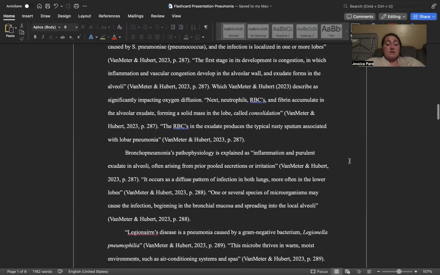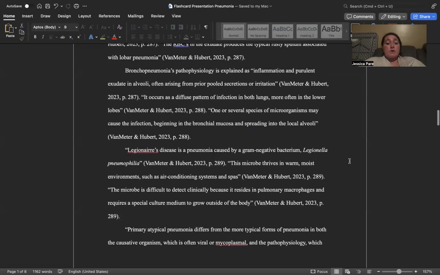The next pneumonia we are going to talk about is bronchopneumonia. Pathophysiology is explained as inflammation and purulent exudate in alveoli, often arising from prior pooled secretions or irritation. It occurs as a diffuse pattern of infection in both lungs, more often in the lower lobes. One or several species of microorganisms may cause the infection, beginning in the bronchial mucosa and spreading into the local alveoli.